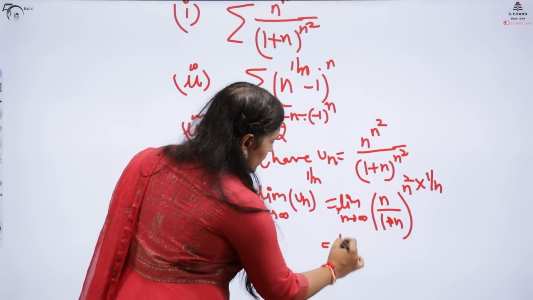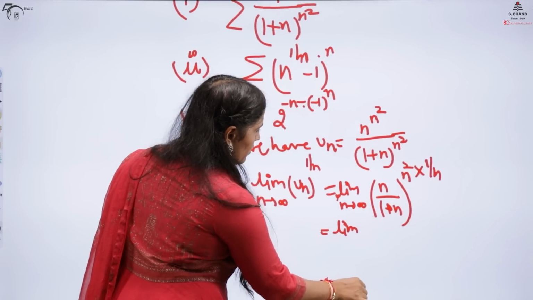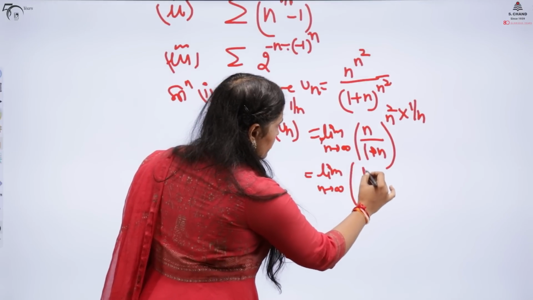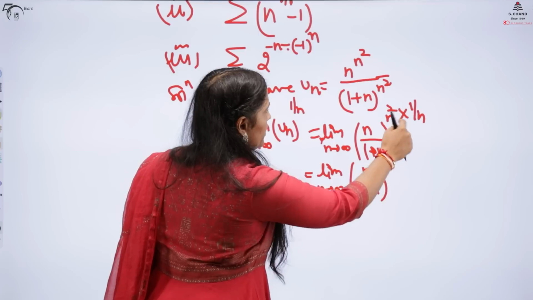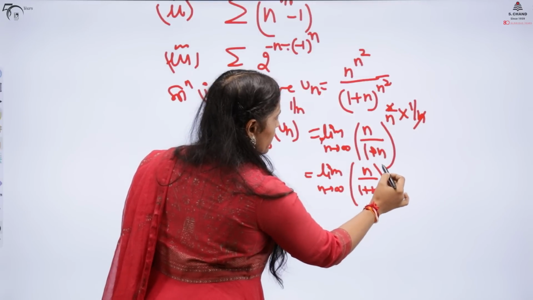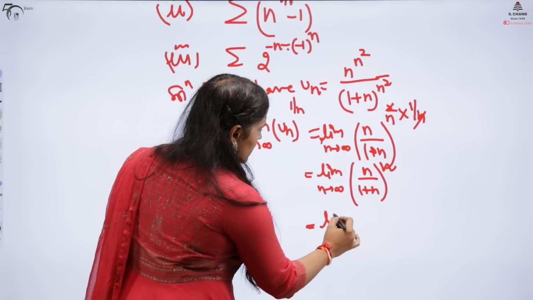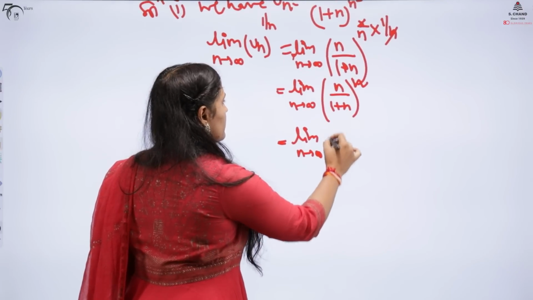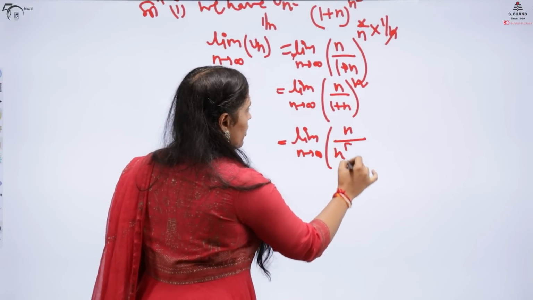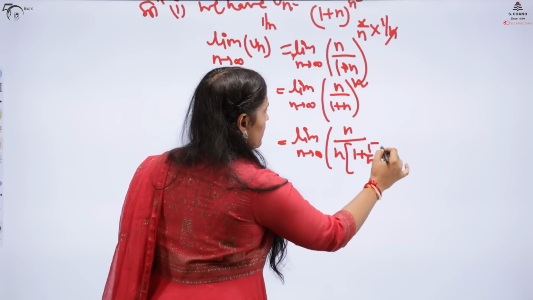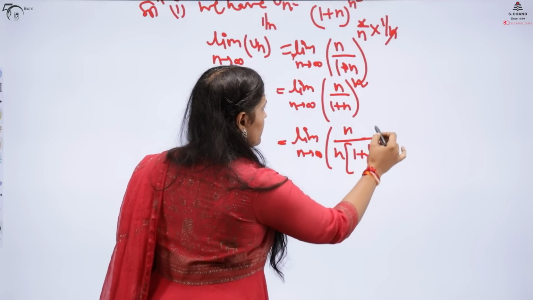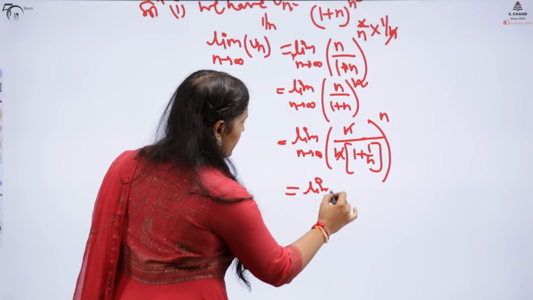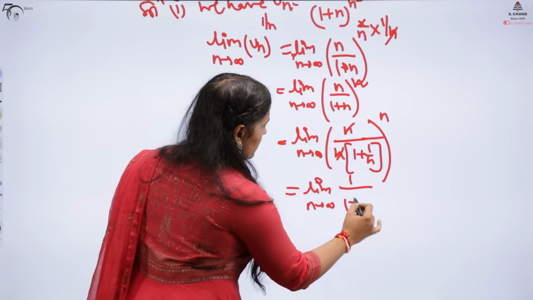Now you can see what the limit is. I am left with only n because this gets cancelled. See this limit: take n common from numerator and denominator, so you are getting n gets cancelled, so it means finally your question is this.